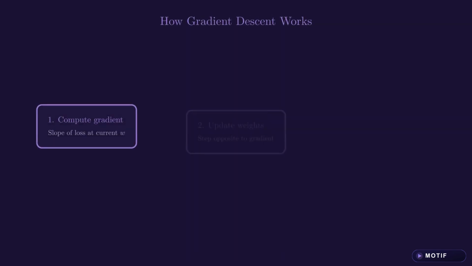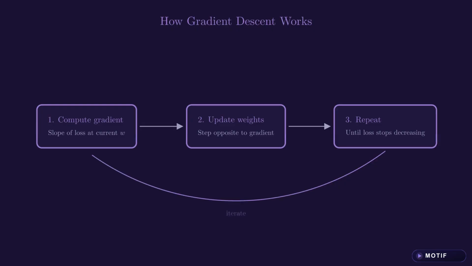Gradient descent is an iterative algorithm with 3 repeating steps. First, compute the gradient, the slope of the loss with respect to every weight simultaneously. Second, move each weight a small amount in the opposite direction of its gradient. Third, check if the loss has decreased and repeat. Over many iterations, the weights converge toward values that minimize the loss.